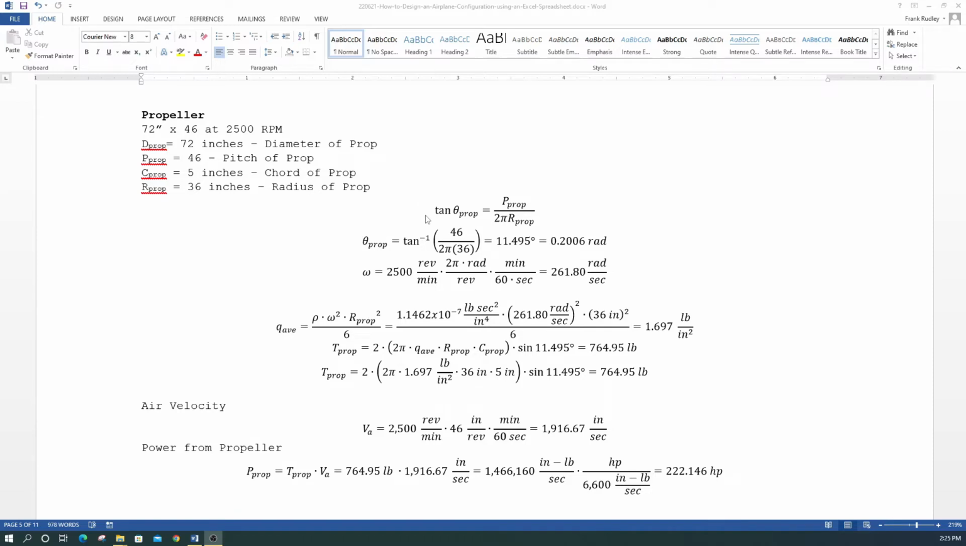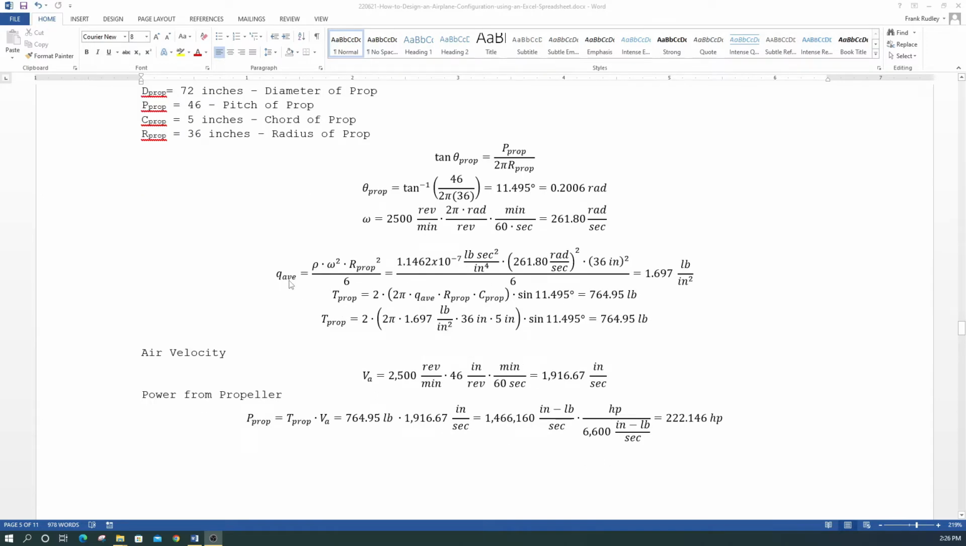So to compute the pitch of our prop, we know what this advance ratio is: 46. That means for every turn, it pushes 46 inches of air. For every one turn around, it's like a screw that's pushing 46 inches of air. So our pitch of the blade, if you go through the trigonometry, comes out to about 11.5 degrees, and our angular rate of the prop is 2,500 RPM, which winds up to be 261.0 radians per second.